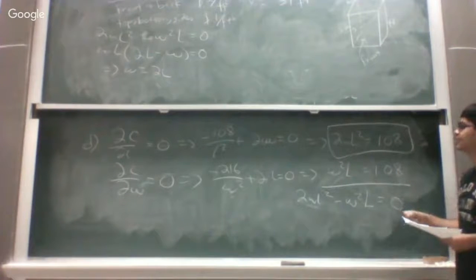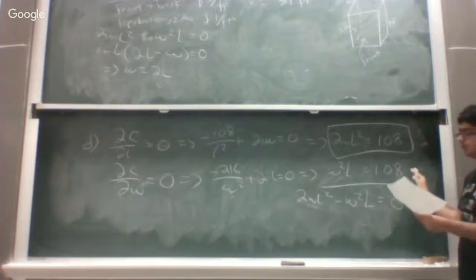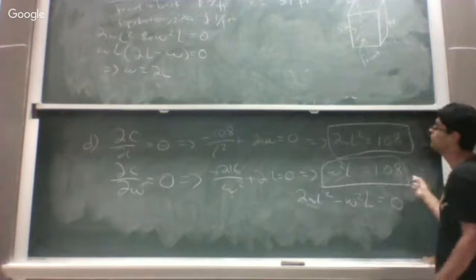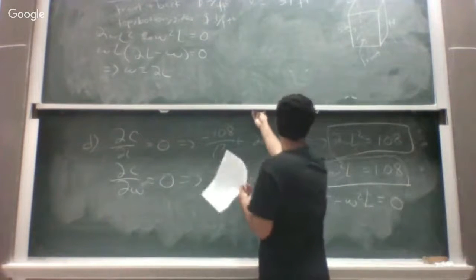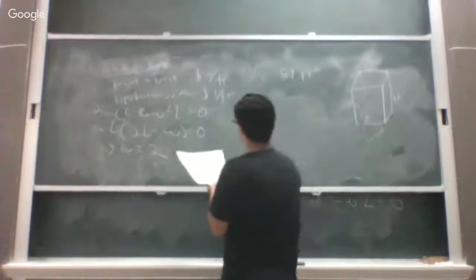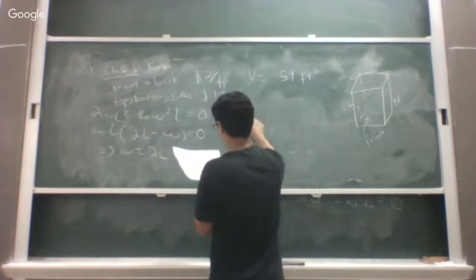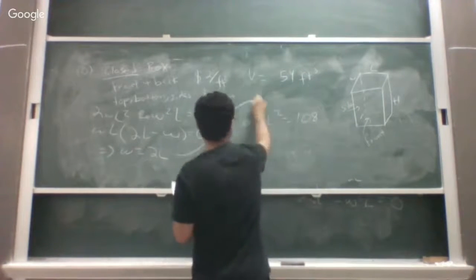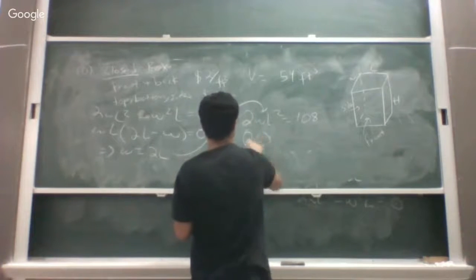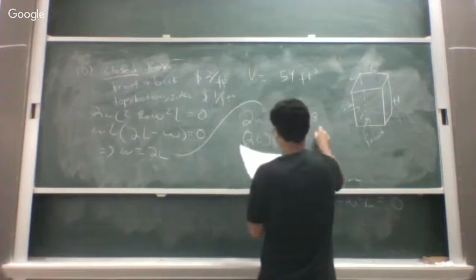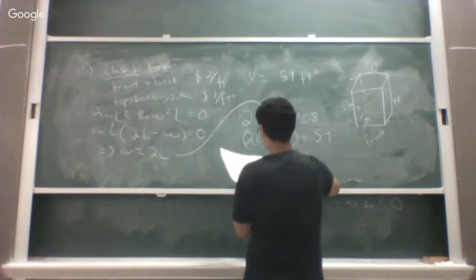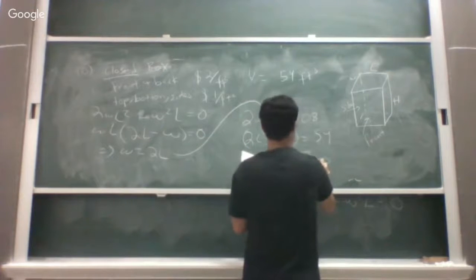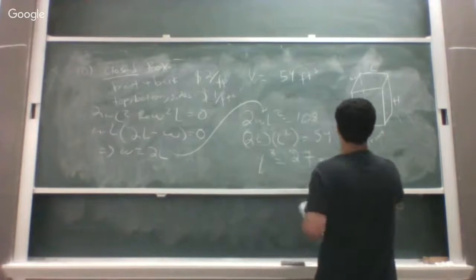We can plug it in here, or we can plug it in here. So if we set both of them equal to 54, we have 2WL squared equal to 108. W is 2L, times L squared equal to 54. So then L cubed is equal to 27. Therefore, L is equal to 3.